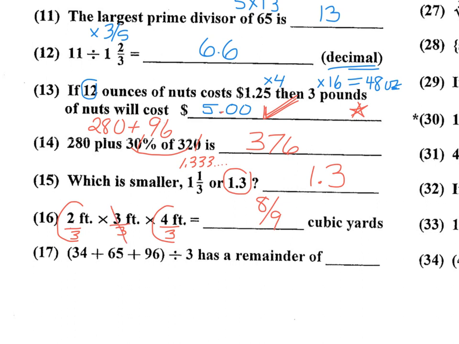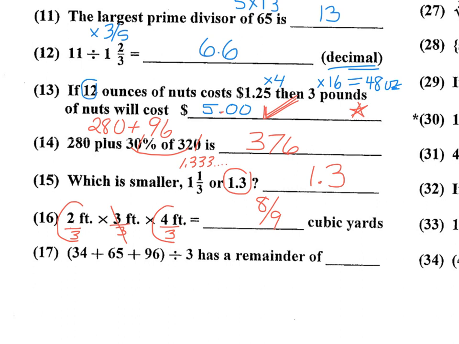And number 17, the last problem in this column, the first column, is a remainder problem where we have 34 plus 65 plus 96 divided by 3. What is the remainder? Well, divided by 3 says that you could take the sum of the digits and then divide by 3. Now, instead of adding these 3 numbers together, what I'm going to do is take the remainder for each one and then add the remainders.